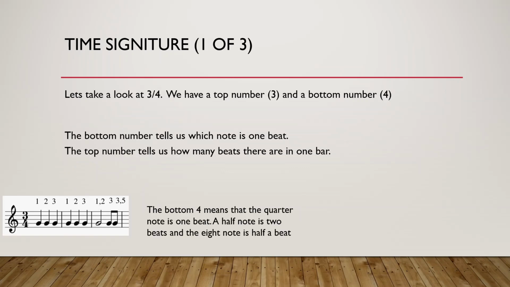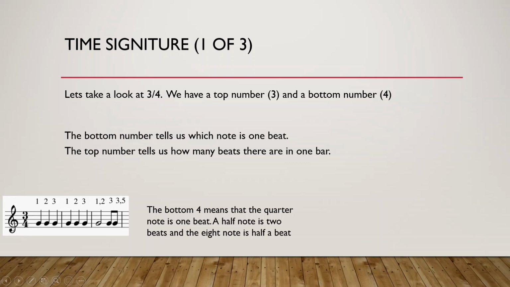Well, let's first look at 3/4. We have a top number 3 and a bottom number 4, as we can see in the sheet music. After the clef, you can see the time signature: top number 3 and bottom number 4. The bottom number, the 4, tells us which note is 1 beat. And the top number tells us how many beats there are in 1 bar.